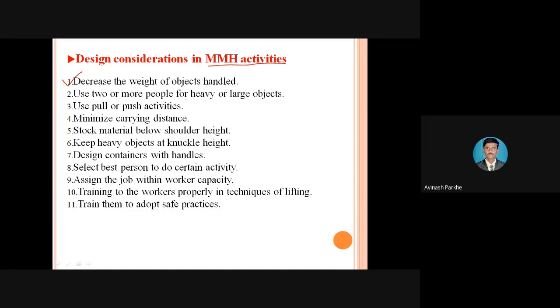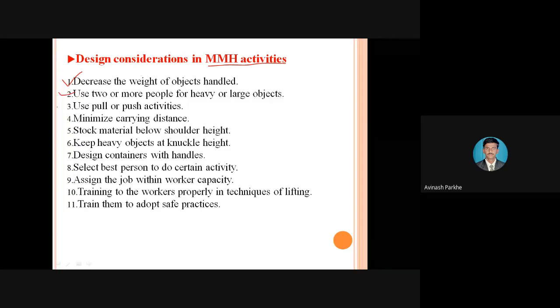Second, use two or more people for heavy and large objects. If one object can be handled by two operators, at that point you have to provide two persons, so that the two people can easily handle that particular work. But if it is handled by a single worker, there may be possibility of fatigue or stresses in the human body. Therefore, wherever it is necessary, we can provide two or more people for heavy duty applications.